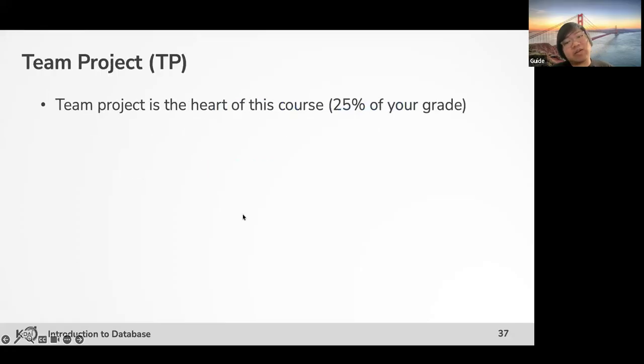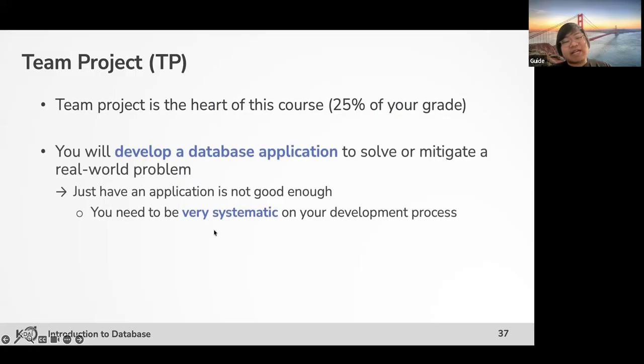Another one, TP, and this covers 25% of your grade, which is a huge part compared to the final exam. You'll develop a database application to solve or mitigate a real world problem. This is pretty similar to the hackathon, but now we want an application that uses database technologies, and you will get a chance to try this by yourself in project two. But from project two, the scale of this team project needs to be significantly larger.